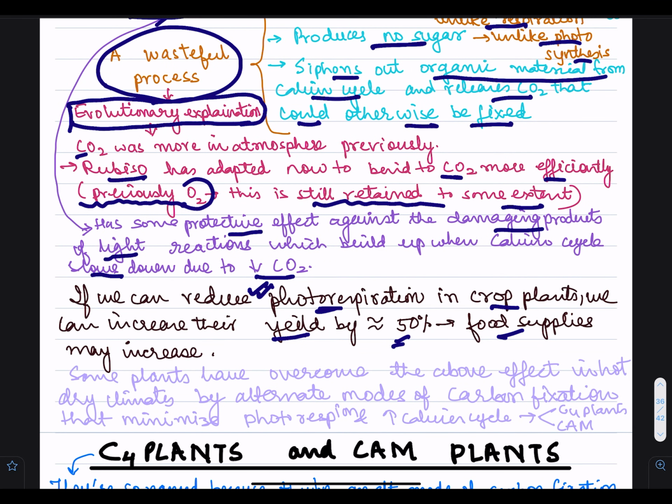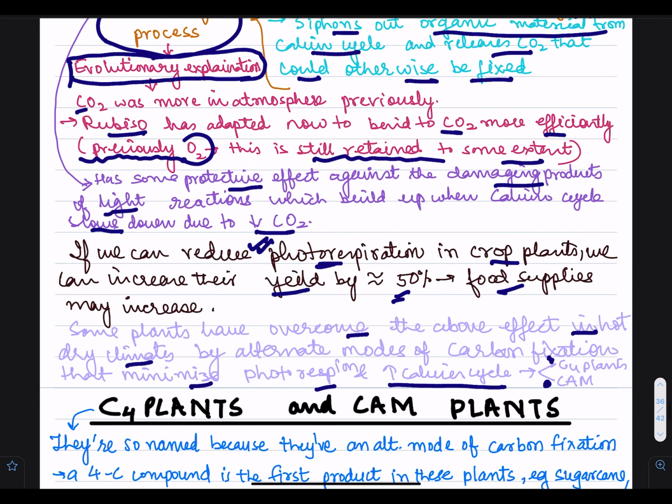Some plants overcome the above effect in hot dry climates by alternate modes of carbon fixation that minimize photorespiration and increase the Calvin cycle. And what are these plants? C4 plants and CAM plants. So now we'll study about these plants.